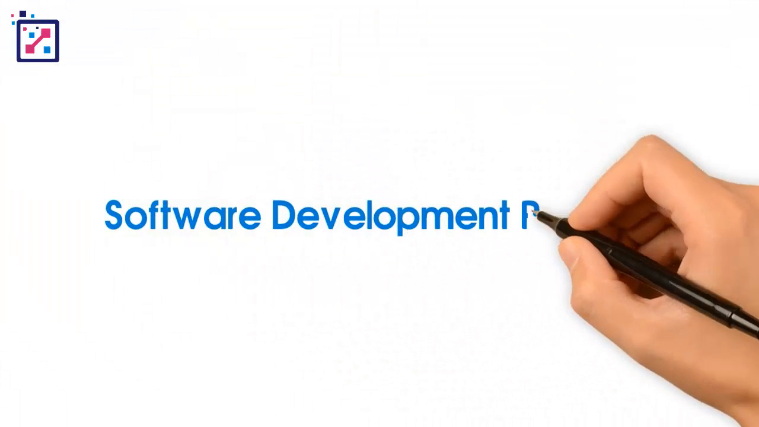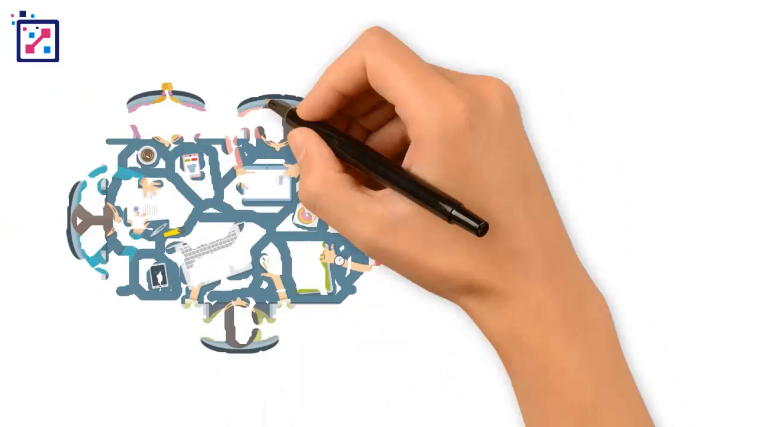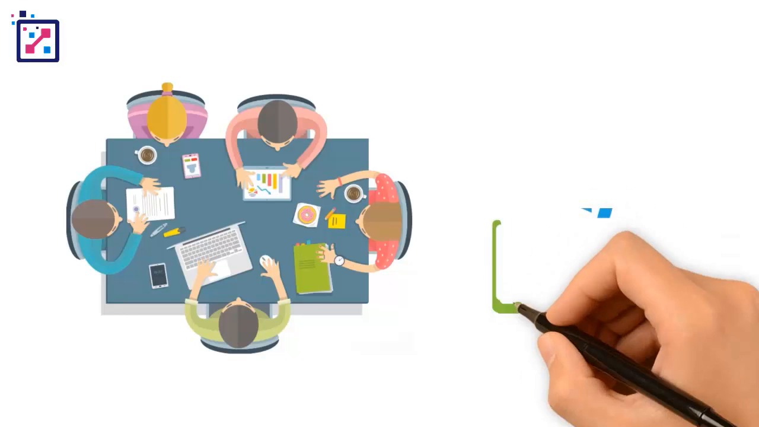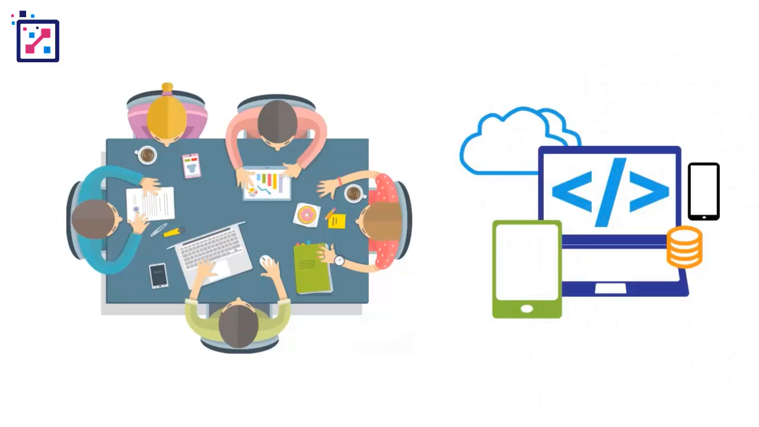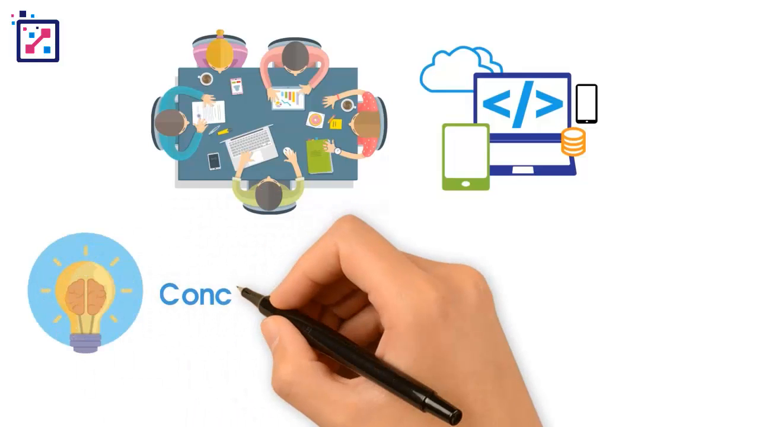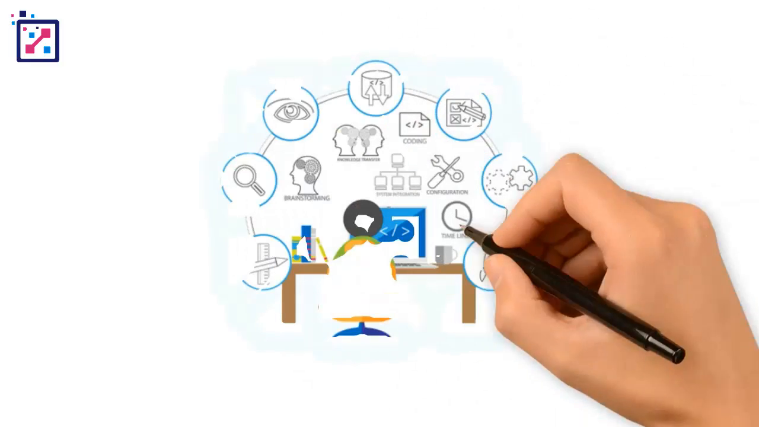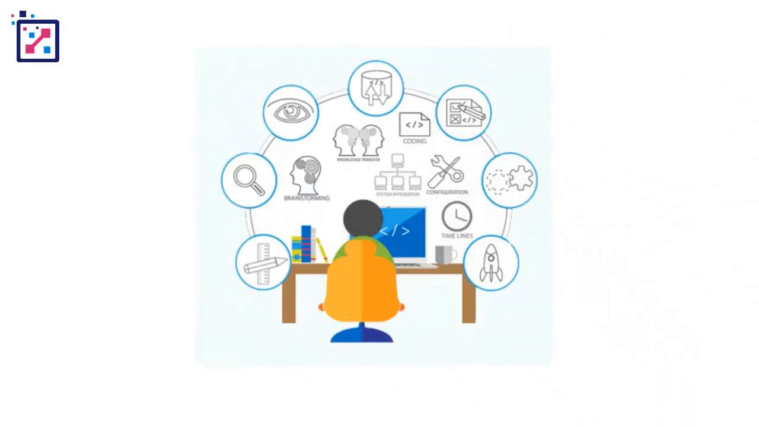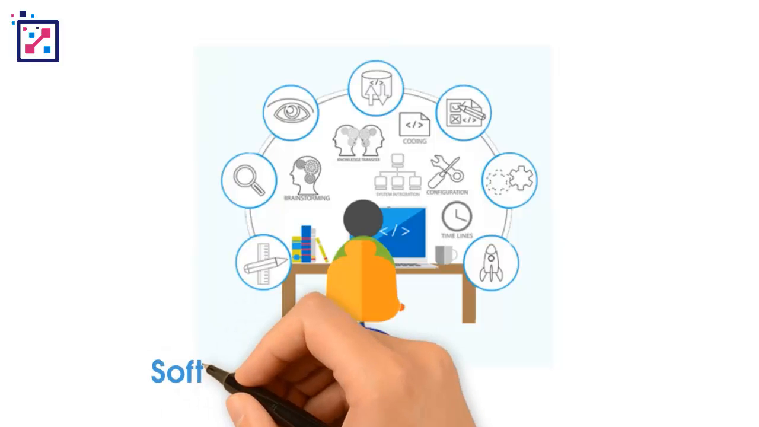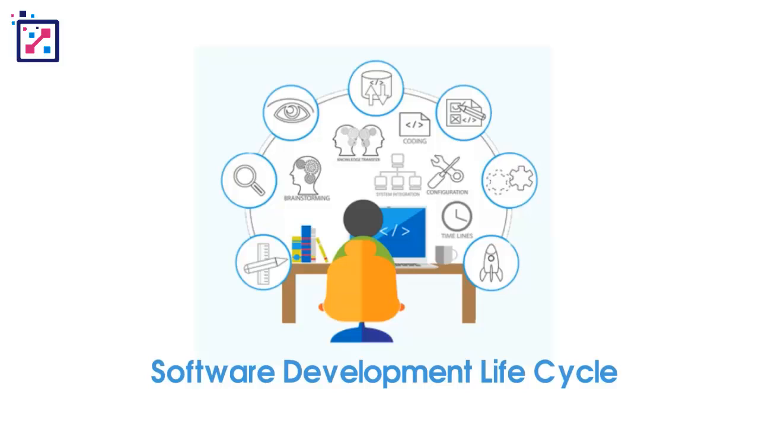Software development process and lifecycle at Sybite Technologies. In order to understand what your technical team does or how your product gets developed, you first need to understand the process by which your idea is conceptualized, developed, and maintained. This process is known as Software Development Lifecycle, or the SDLC. Here, we will explain the entire software development process.